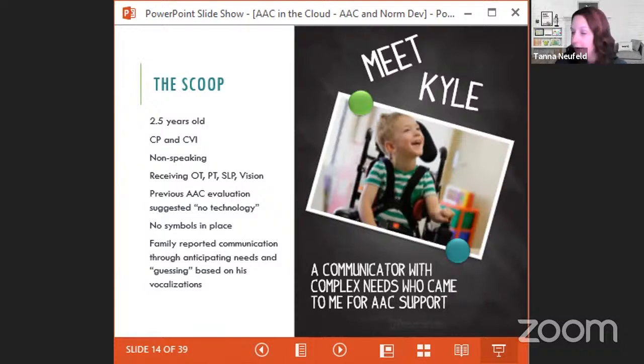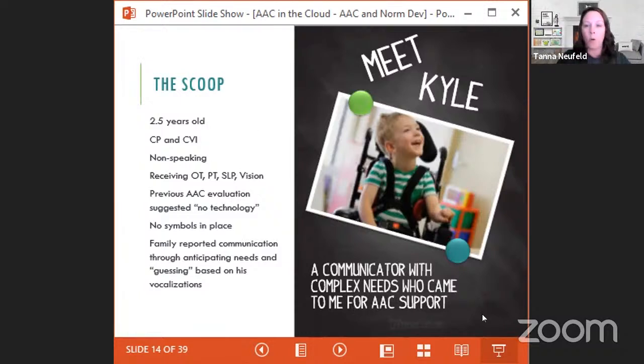He had a previous AAC evaluation, but his family was told that he was not appropriate for AAC technology or systems at that time. He didn't have any symbols in place, and his family really was communicating with him through anticipating those needs, really guessing based on his behaviors, mostly his vocalizations, right?